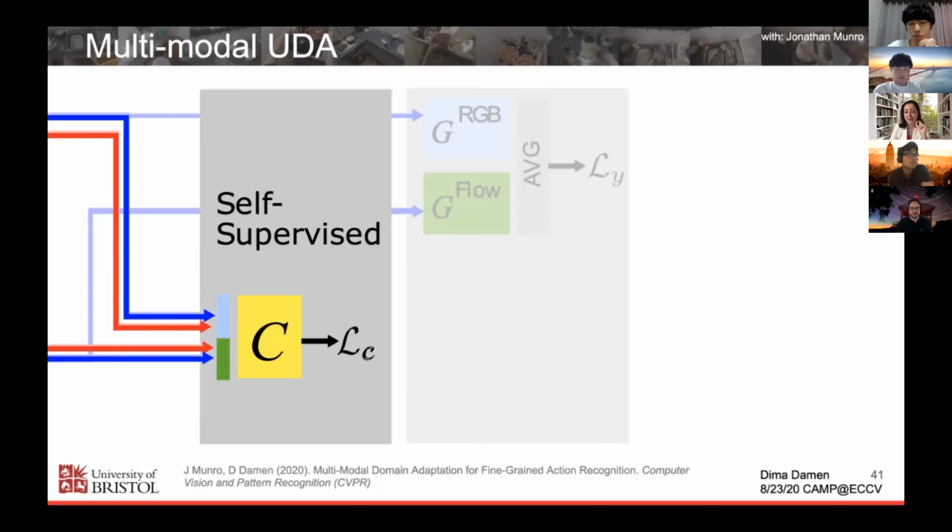But because this doesn't need labels, this can be applied to both source, i.e. kitchen 1, and target, kitchen 2. So here we're assuming we have access to the footage of the second kitchen, but without labels. So this is an unsupervised domain adaptation problem.